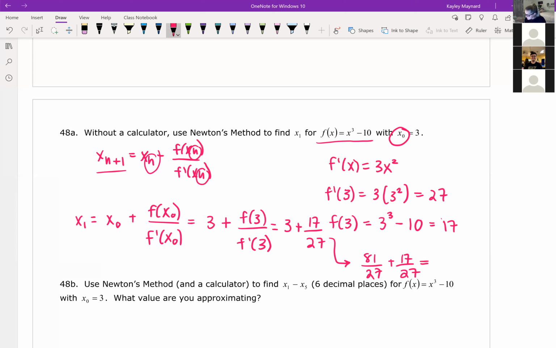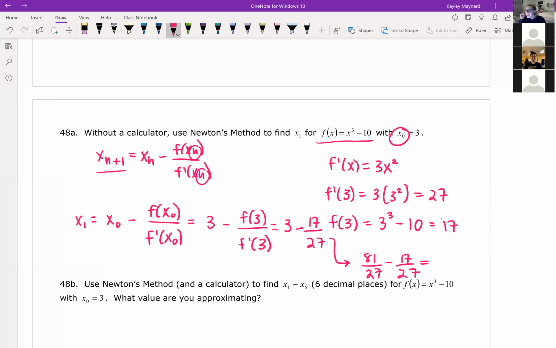Oh, wait. Would it be minus? Oh, it's a minus. I'm so sorry, guys. I accidentally copied everything down as a plus. This is a minus. My apologies. This should totally be a subtraction. It's my bad. I knew something seemed wrong.